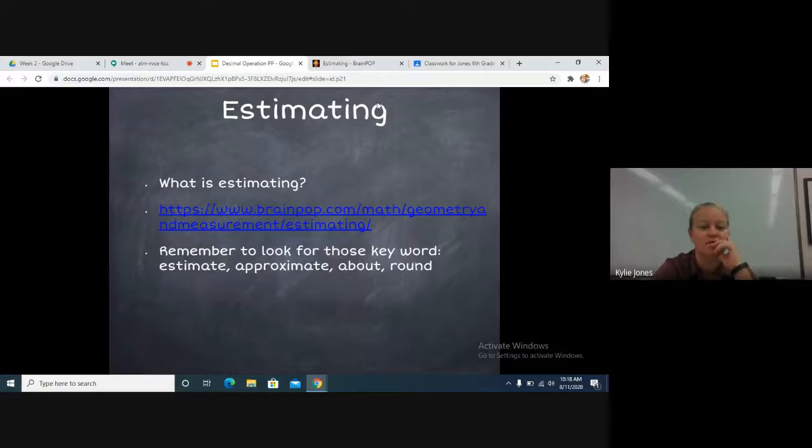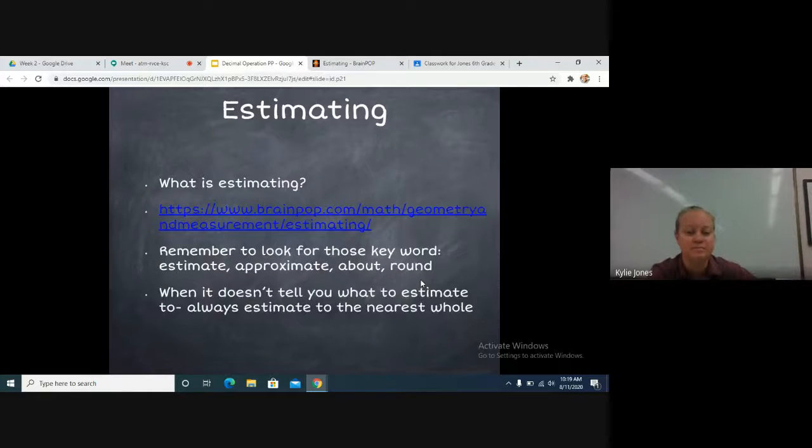So the keywords that you look for when you're estimating something are going to be the word estimate. So estimate how long this is, estimate to the nearest tenth, things like that. Approximate is like, approximately how long will it take. About gives you the around sort of word. And then round. Rounding is going to be the one that you hear the most. Round to the nearest tenth. Round to the nearest ones, to the nearest whole number. So rounding is going to be the biggest one that you'll see.